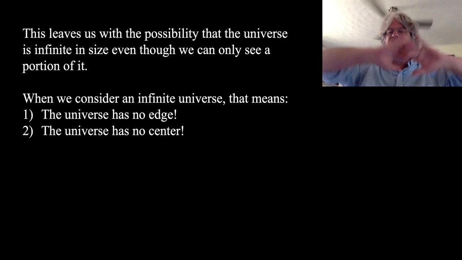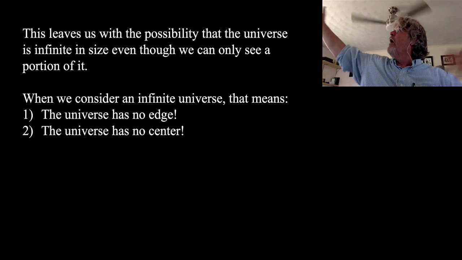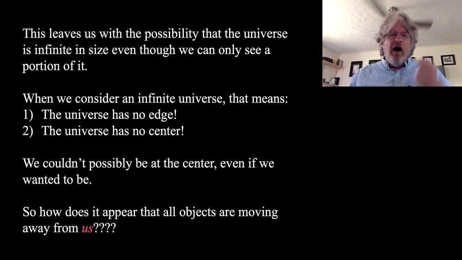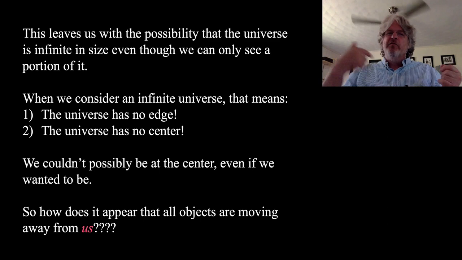It looks to us like we're probably at the center, just because there's a limit to how far we can see. But we can't be at the center, even if we wanted to be, because there is no center, because there is no edge. And so that brings up the question, if we're not at the center, how does it look like all the objects are moving away from us? And this circles back to that raisin bread model that we talked about, where the raisin bread expands.